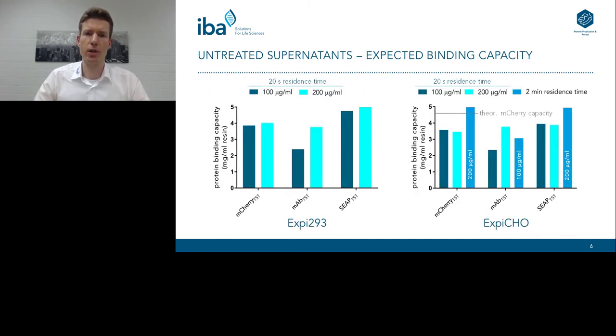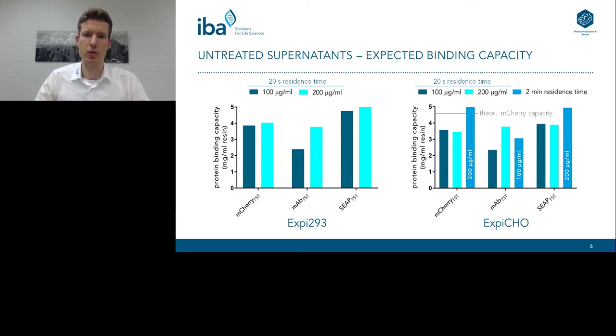So the first question is: is our maximum binding capacity influenced by substances in Expi media? For this experiment, we looked at the maximum binding capacity of our Strep-Tactin XT columns. We spiked Expi and Expi-293 media with 3 different proteins: mCherry, a monoclonal antibody, and secreted alkaline phosphatase, all fused to the Twin-Strep-tag.